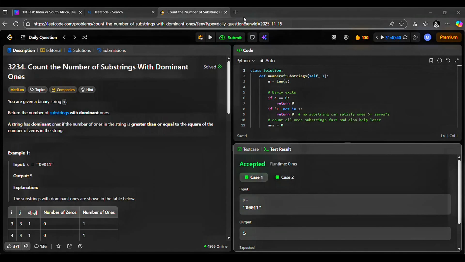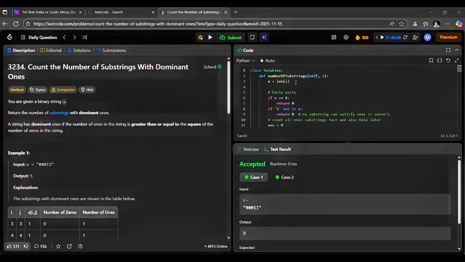In today's video, we are going to break down a very interesting and advanced coding problem, counting substrings that have dominant ones, meaning the number of ones in the substring must be greater than or equal to the square of the number of zeros. Okay, so we will walk step by step through the logic, understand why the basic approach fails, and then reveal a highly optimized solution. So let's begin the deep explanation.